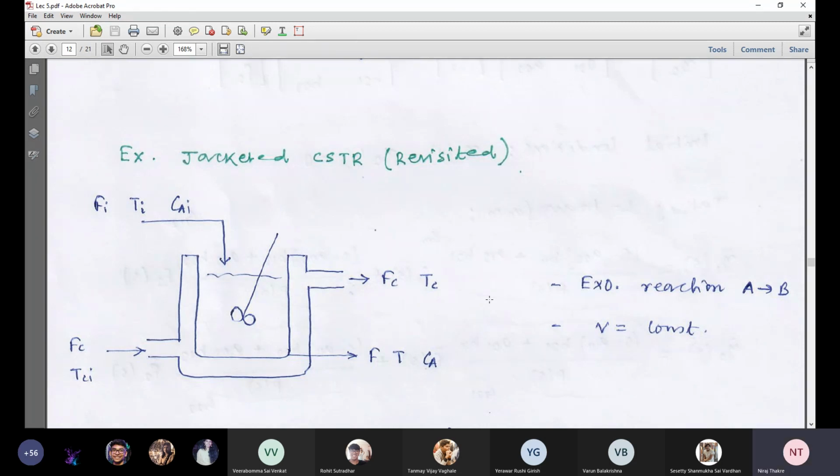So one exothermic reaction occurs here, that is A to B. And we are assuming that the volume of the liquid in the tank or in the reactor is constant.